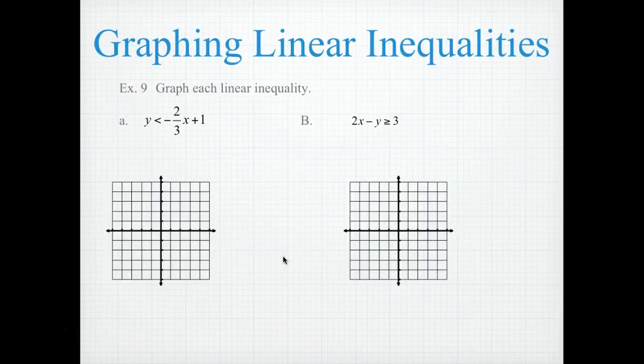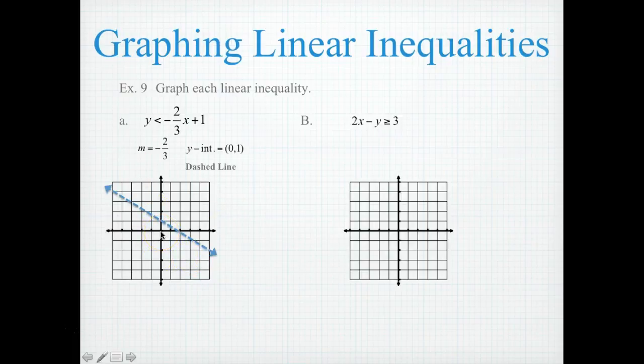So we got 2 graphs here. Y is less than negative 2/3 x plus 1. So here we're going to have a dashed line that has a y-intercept at positive 1 and a slope of negative 2/3. So we go down 2 over 3, down 2 and over 3. So there's our slope of negative 2/3, y-intercept of 1. We have a dashed line. There's our graph.